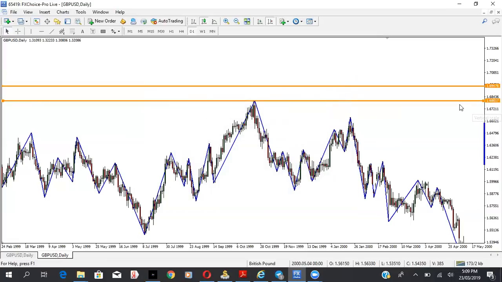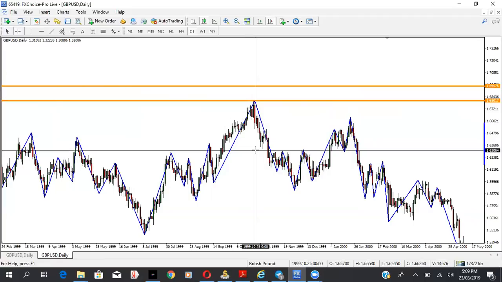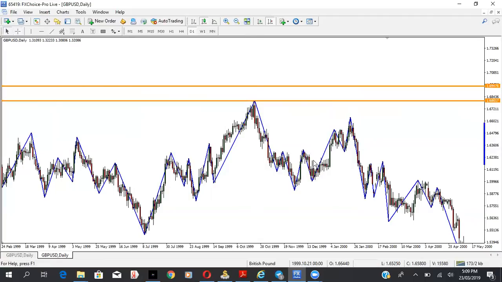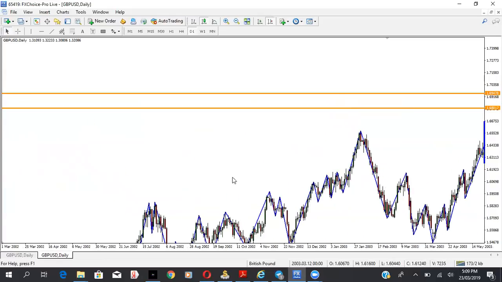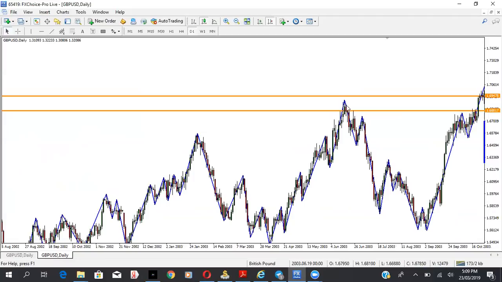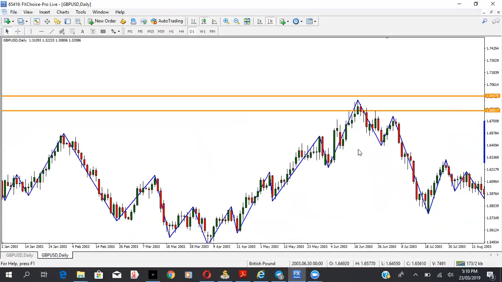Okay. So we know this level. This level is at 1.6801, and this was in, let's say, 1999. So if we move forward, price came back to that level in 2003. And if you notice, when price came into that level in 2003, remember this is a daily chart.